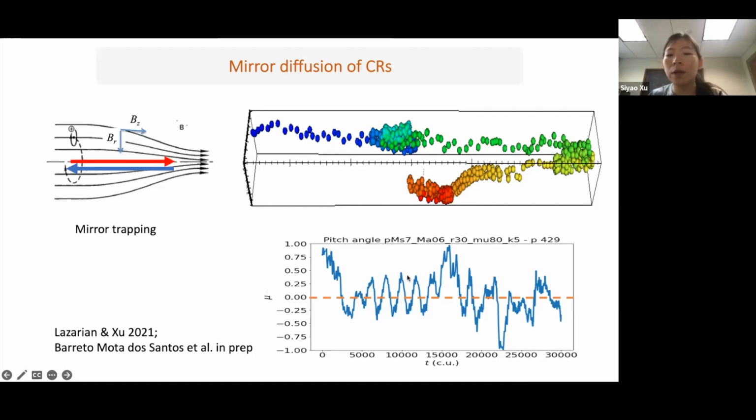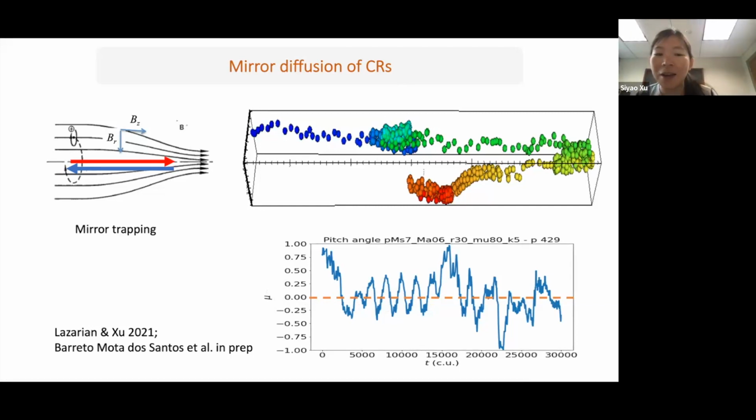So here the oscillation in mu corresponds to repeated reflection of the particle. They go back and forth between two mirror points. This gives very effective confinement of cosmic rays in space.